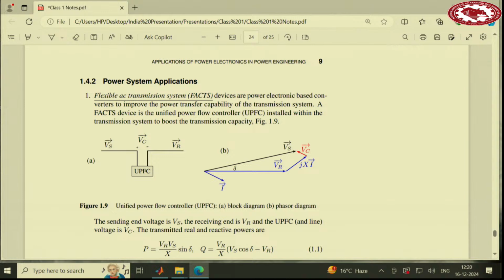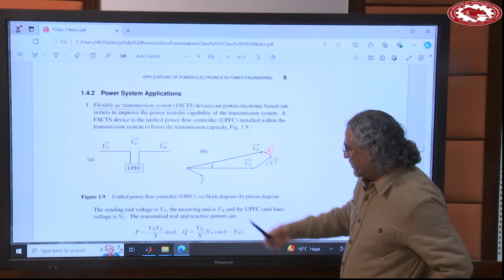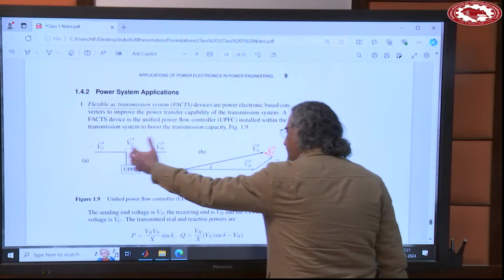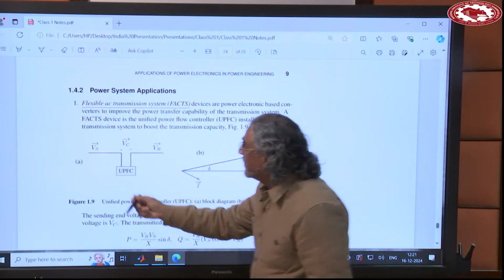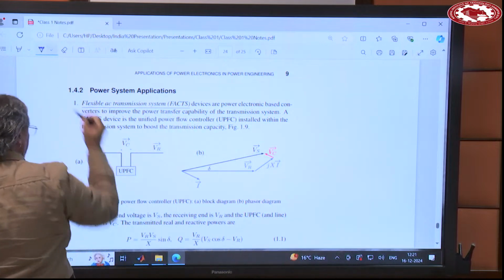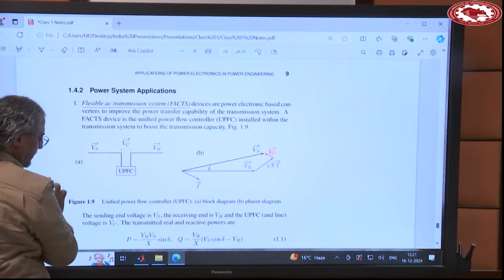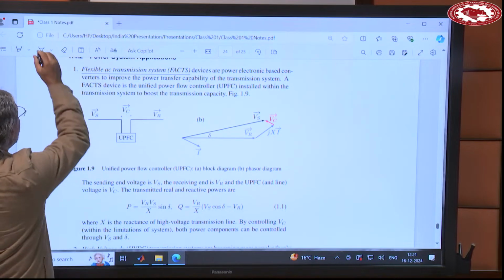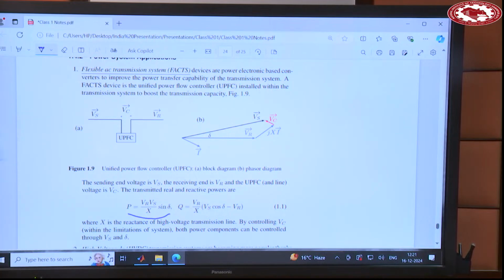This is the phasor diagram of this, and the angle between them is delta here. So this is the power angle that determines how much power is transferred. This real power is this one here, this equation for real power.